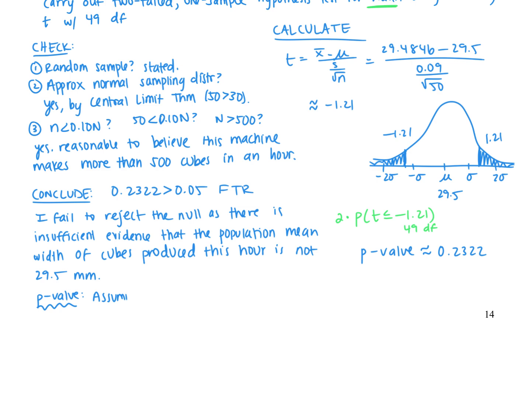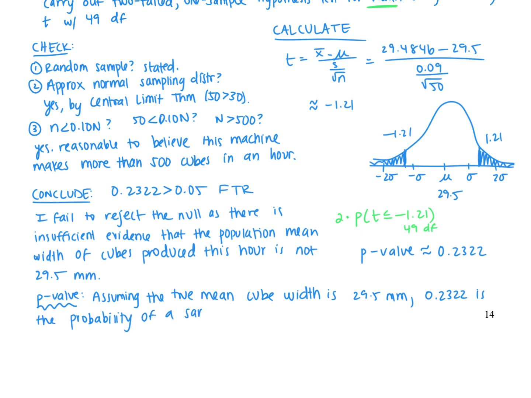Okay, assuming the true mean cube width is 29.5 millimeters, 0.2322 is the probability of a sample mean of 29.4846 millimeters or more extreme by chance alone. Every time you write a conclusion, I'm going to have you write that sentence.